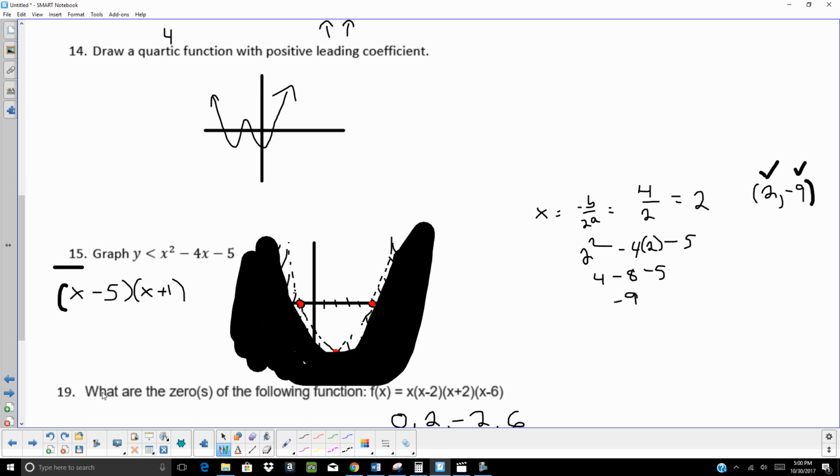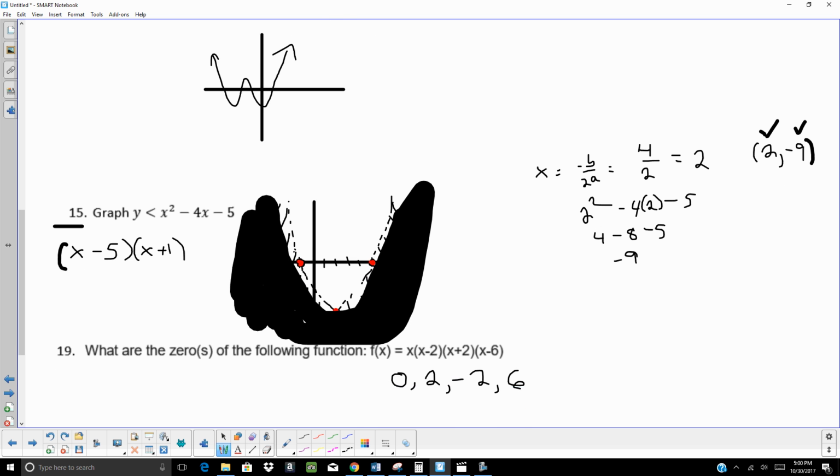That's okay. On 19, if you see a problem like this, do not overthink it. It really is that easy. It's factored for you already. So your zeros are 0, -2, +2, +6. Those are your x-intercepts. So if I were going to graph it, that's where they would be crossing the graph.